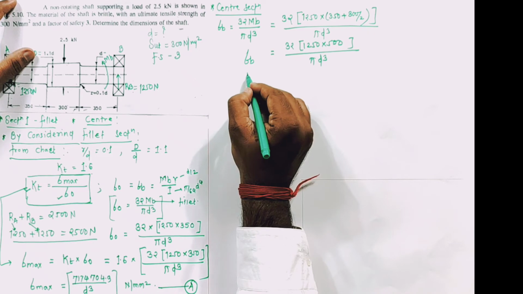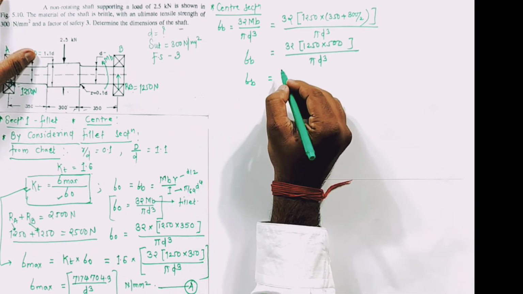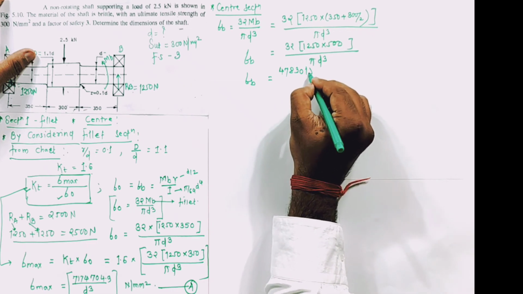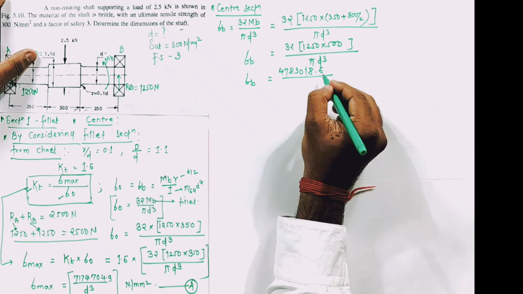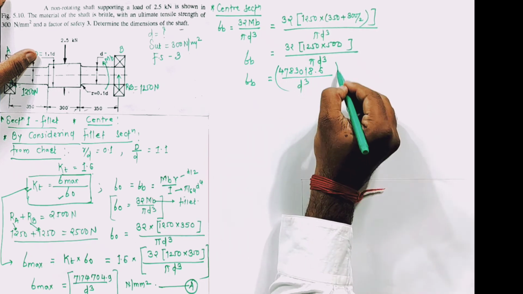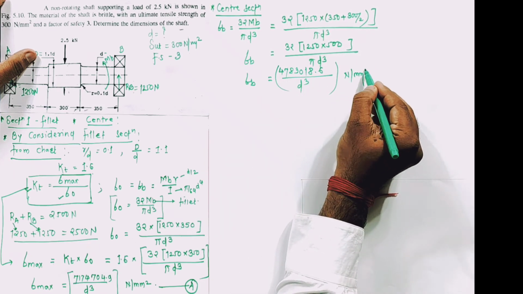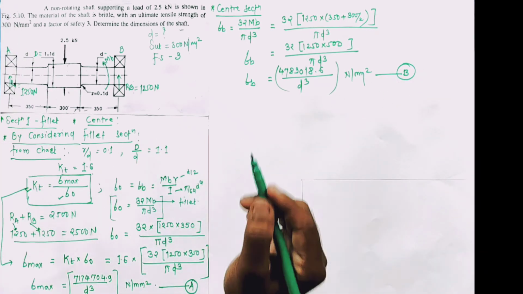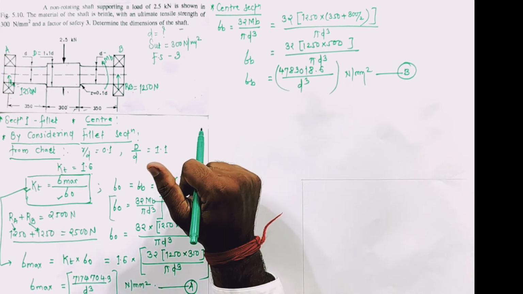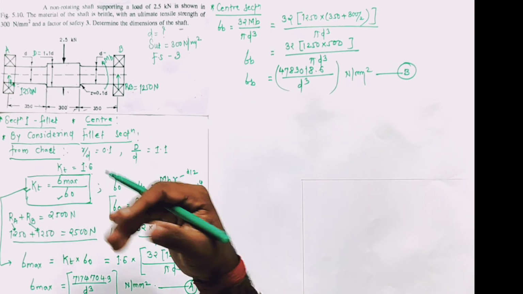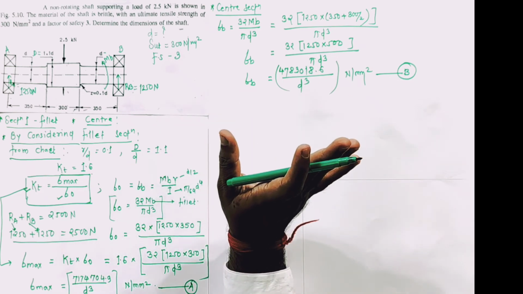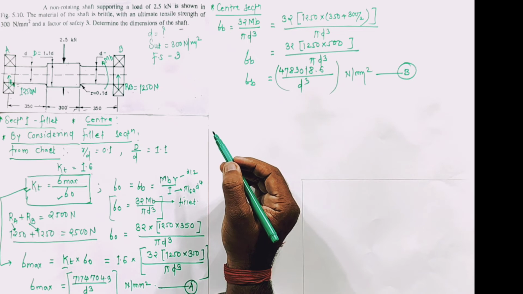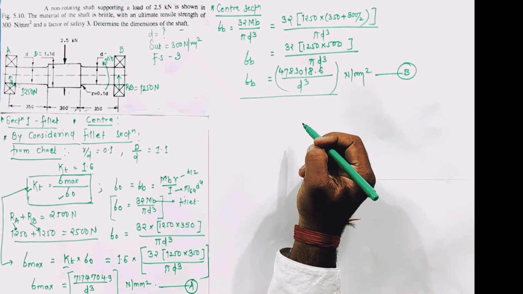Correct? After converting this, I'll get sigma b is equal to 4783018.6 divided by d cube, Newton per mm square. This is equation B. Now here is the question from your side: why is Kt not taken here? Because Kt is the same for bending, and the structure is also the same. That's why Kt is also the same here. Once we have calculated this Kt, the theoretical stress concentration factor, we continue with it. So we'll get the second equation.